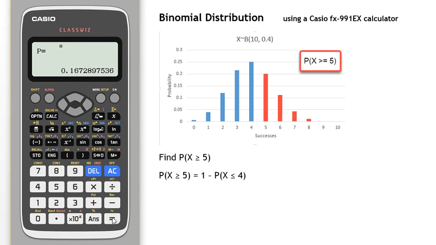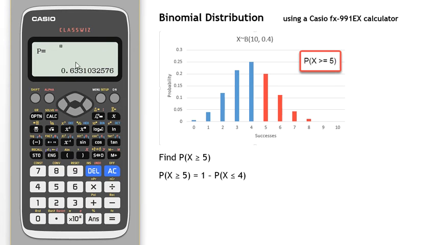So first of all, I'm going to find the probability that X is less than or equal to 4. So I just go back and change that 2 to a 4. The others can stay the same, and this time the probability is 0.6331. Now that's the probability of the blue area, up to and including 4, so I want 1 minus that.